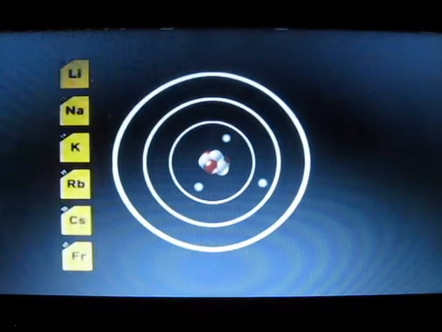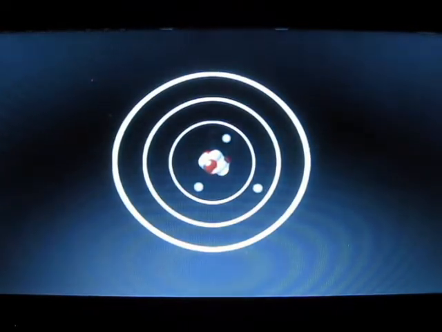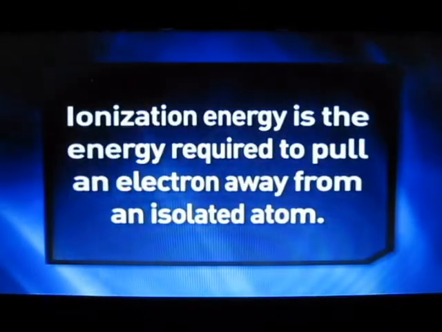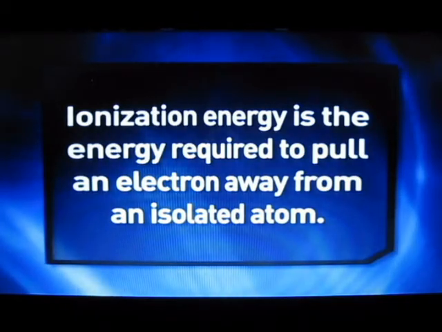Why? It takes work to pull an electron away from the nucleus of an atom. The higher the positive charge on the nucleus, the more work it takes. Ionization energy is the energy required to pull an electron away from an isolated atom.